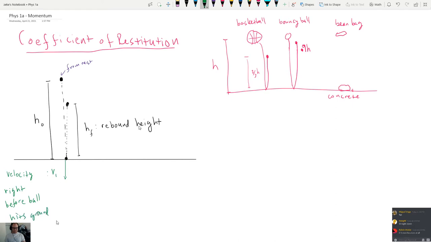That's what V1 is, okay? Right after it hits the ground, it's going to have a rebound speed. And you all tell me, I'll call this V2. Is V2 going to be less than or equal to or greater than V1? This is the velocity right after it hits the ground.